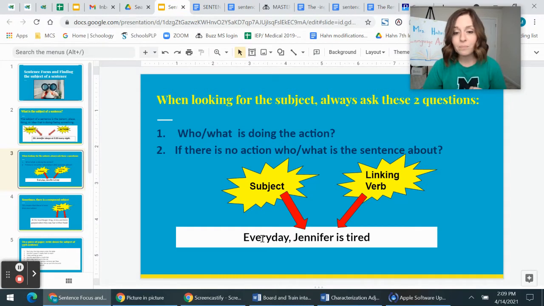Let's look at this example. Every day Jennifer is tired. Jennifer's not doing anything in that sentence. So in this case, Jennifer is still the subject because we know this sentence is about Jennifer. So you see there's a linking verb is here. So when you have a sentence that doesn't have an action verb or an action word, that means you need to ask yourself the second question. Who or what is this sentence about? That is going to be your subject.